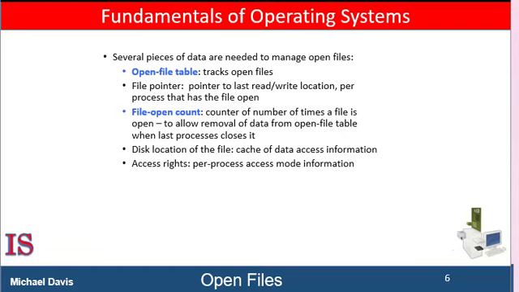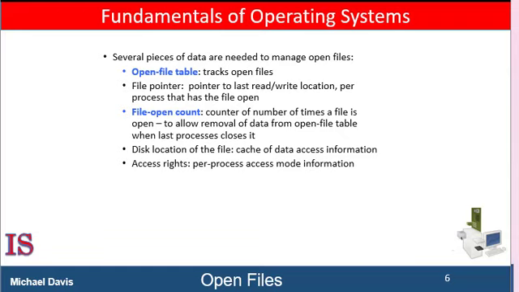Also, there's the file open count. As files are closed, the operating system must reuse its open file table entries or it could run out of space in the table. Multiple processes may have opened a file, and the system must wait for the last file to close before removing the open file table entry. The file open count tracks the number of opens and closes and reaches 0 on the last close. The system can then remove the entry.